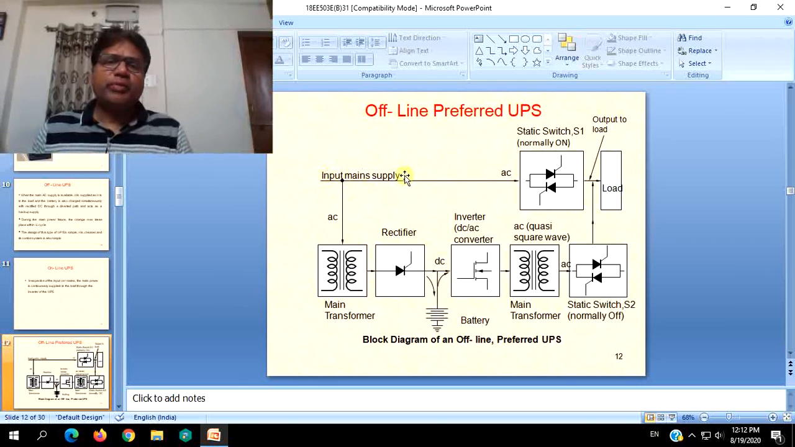And the same input main supply is diverted into a different path, connected to a main transformer, next a rectifier, next a battery, and next an inverter, next another transformer again, and another static switch similar to static switch 1, and it is fed to the load. So these are the two different paths. When the main supply is on, it is straight away fed to the load as it is without any change via the static switch S1.